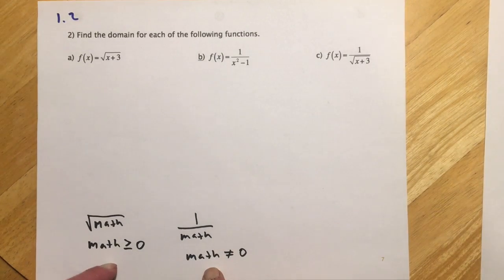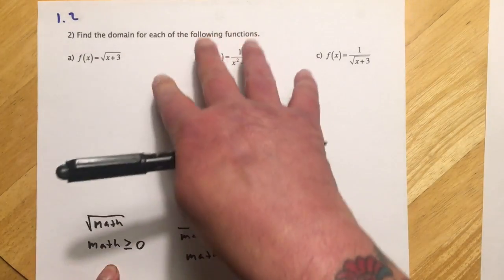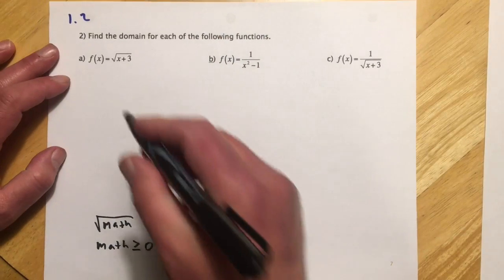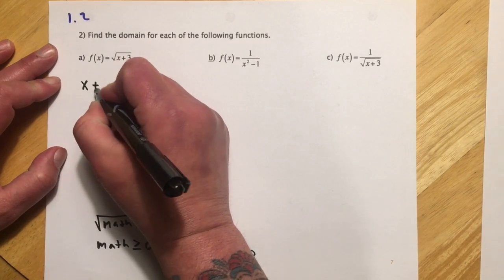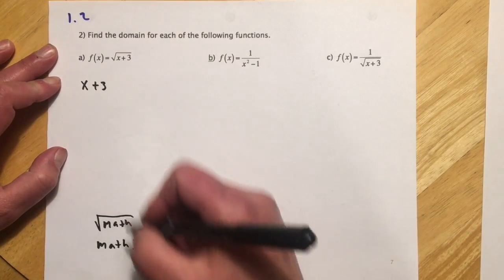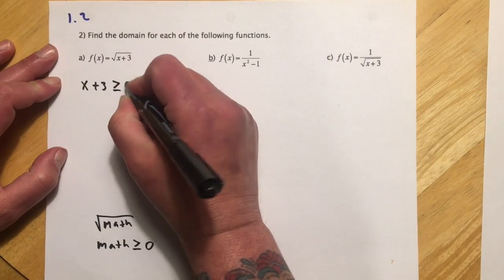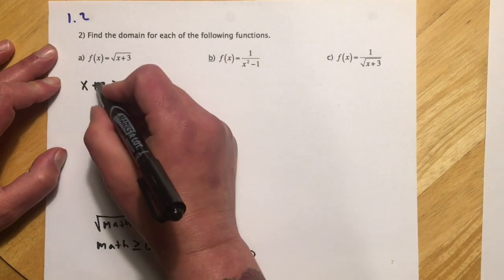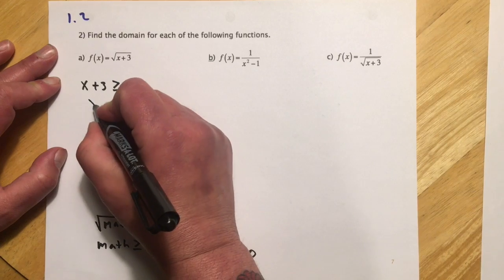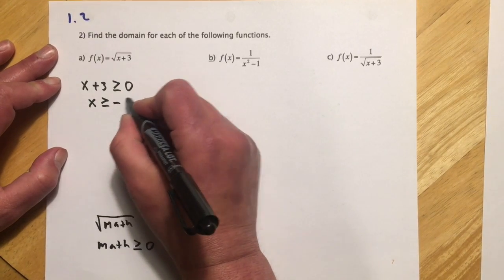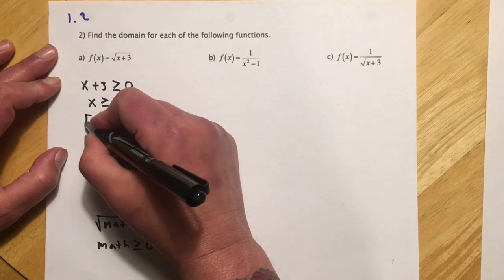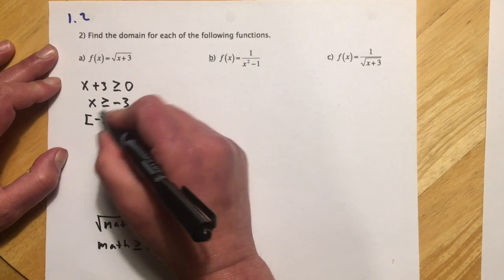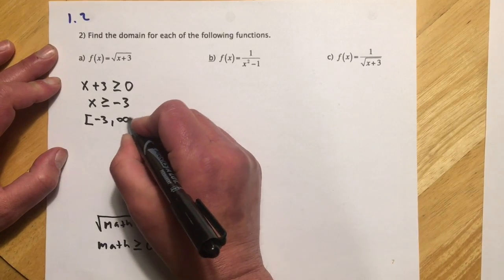So these are the two things that we're contending with when we're trying to figure out what the domain of something is. So for this one, we have a root with some math under it, so we'll just take the math and say it needs to stay greater than or equal to 0, because that's what our domain is going to be. So we bring the 3 over, which says x has to be greater than or equal to negative 3. In interval notation, that would be from negative 3 bracket, because of equals, up to infinity.